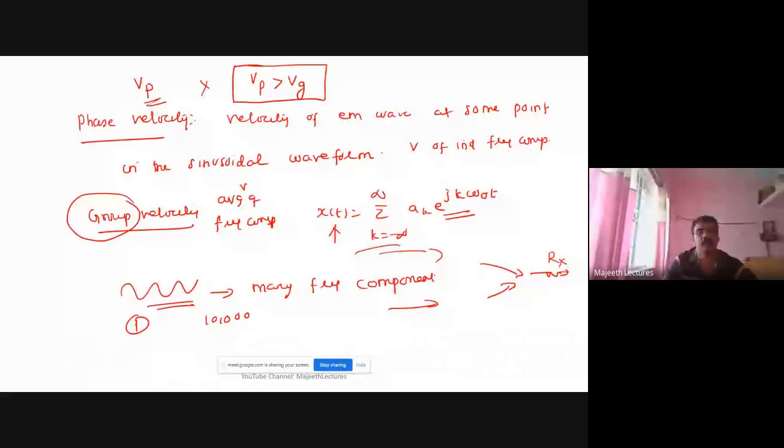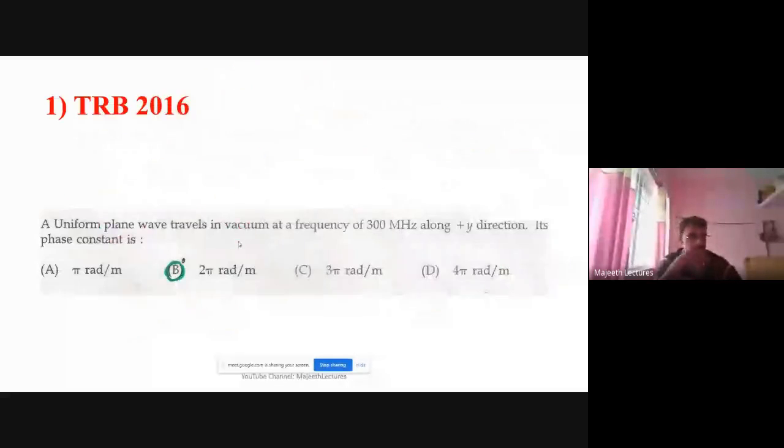This is very important, right? The speed of an individual vehicle running on a road will be greater than the average speed of all the vehicles running on the road. That's what this indicates, right? So Vp must be greater than Vg. Now we solve some problems.